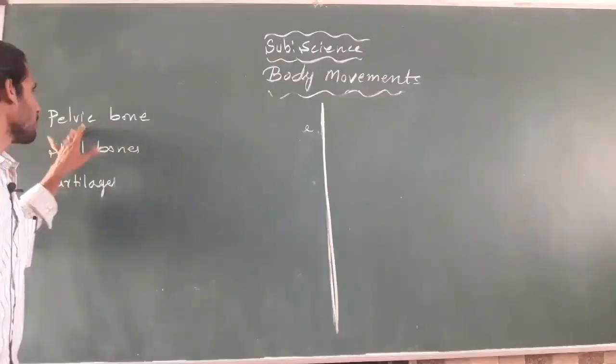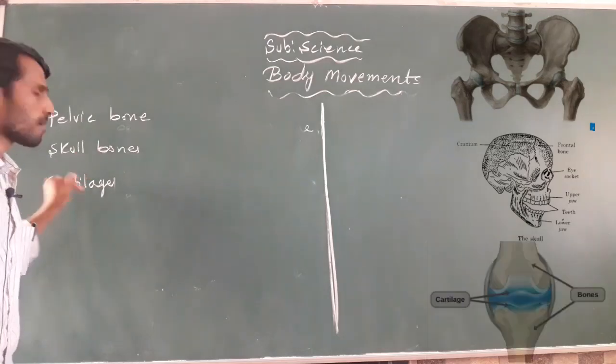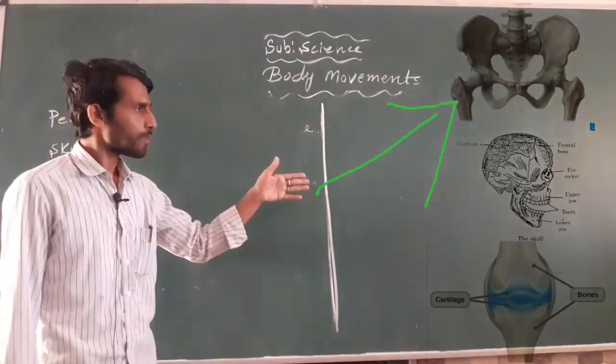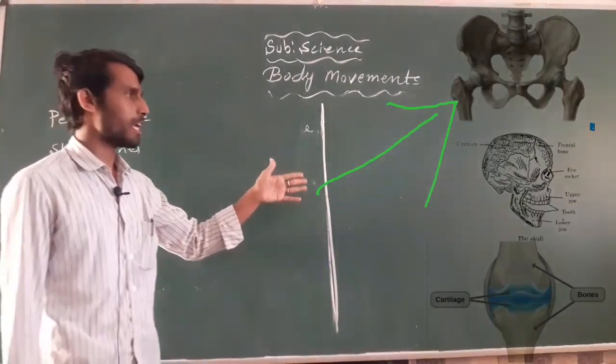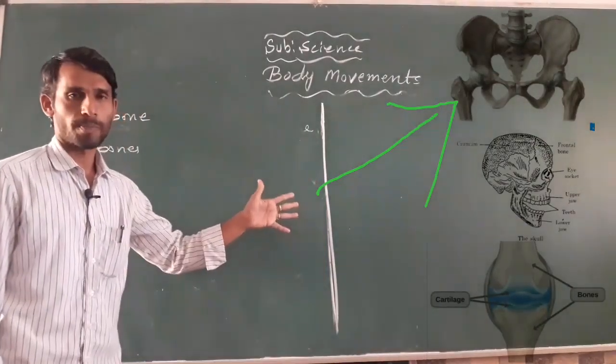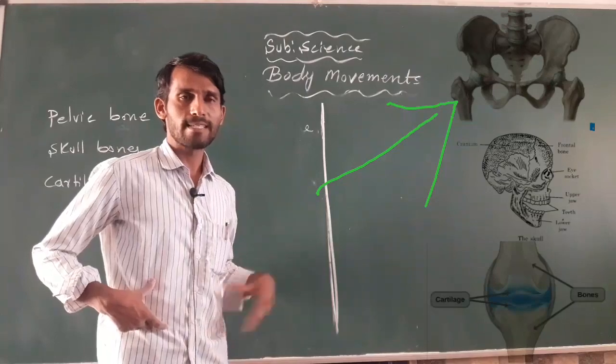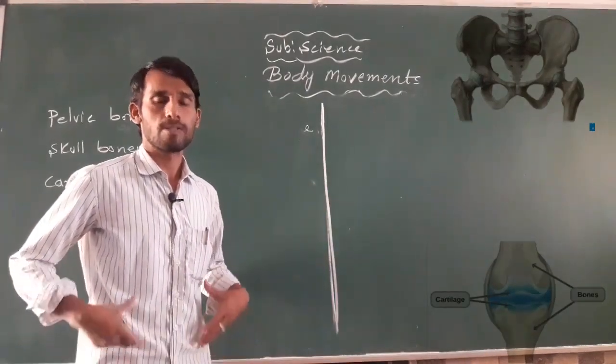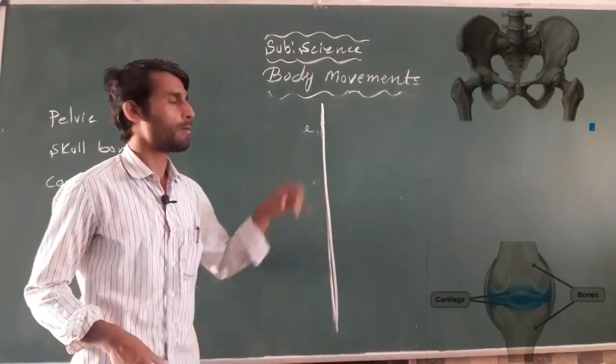Next I am taking up the pelvic bone, skull bones and cartilages. Dear friend, let's look at this picture. This is the pelvic bone. Another name is the hip bone. This pelvic bone encloses the lower part of our stomach. That bone we call the pelvic bone.